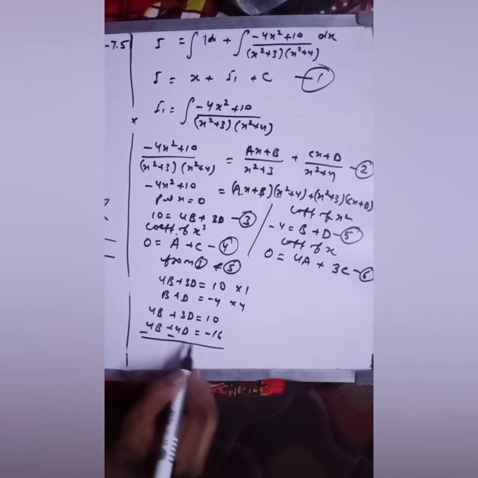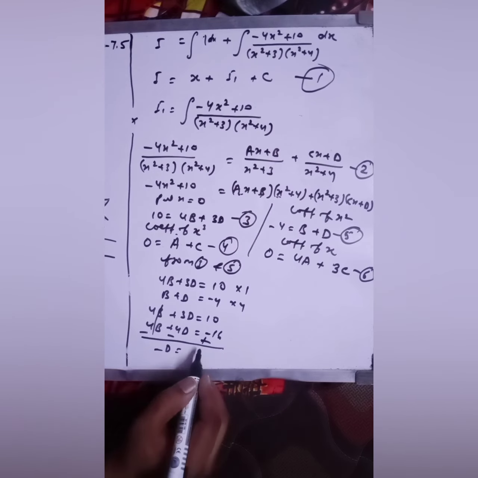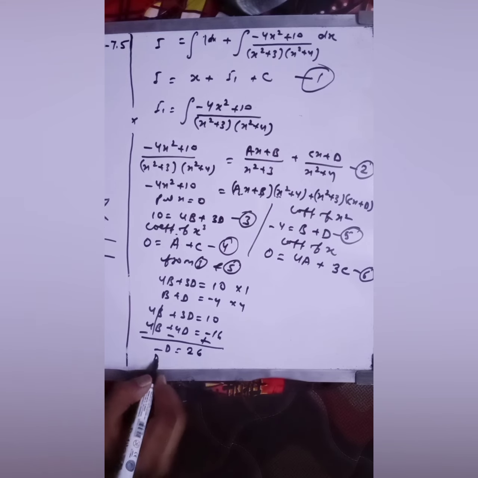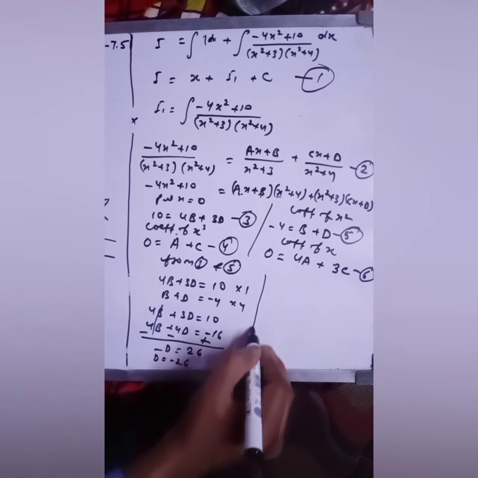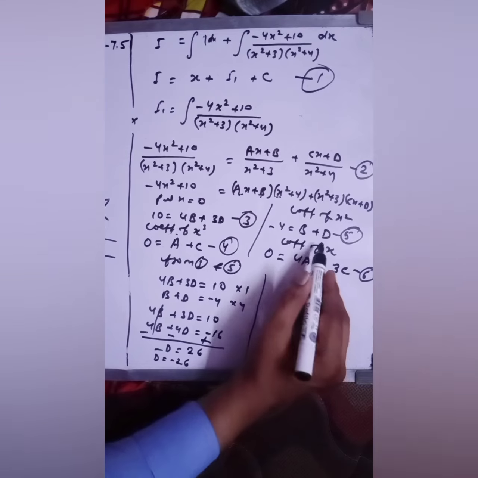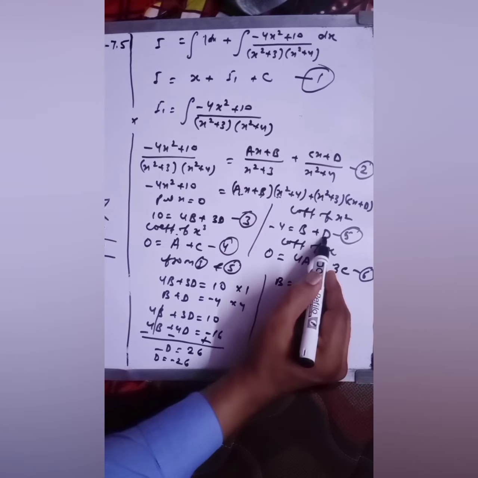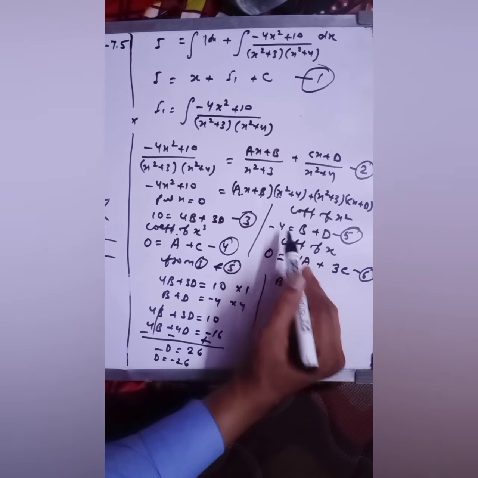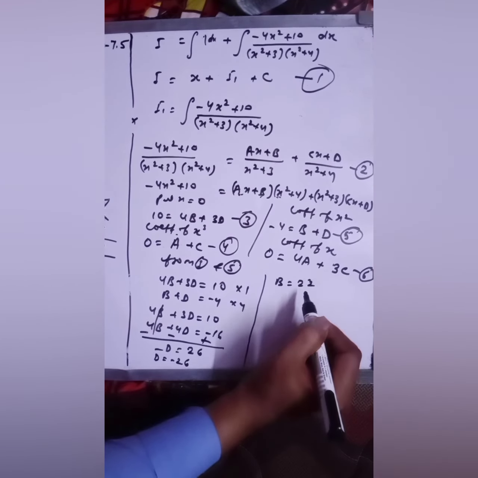You have to change the sign. So this would be minus d, that is equals to 26. So your d would be minus 26. Got it? And if your d is minus 26, your b would be, if you put here minus 26, it will come here plus 26 and you will get 22. Your b would be 22.